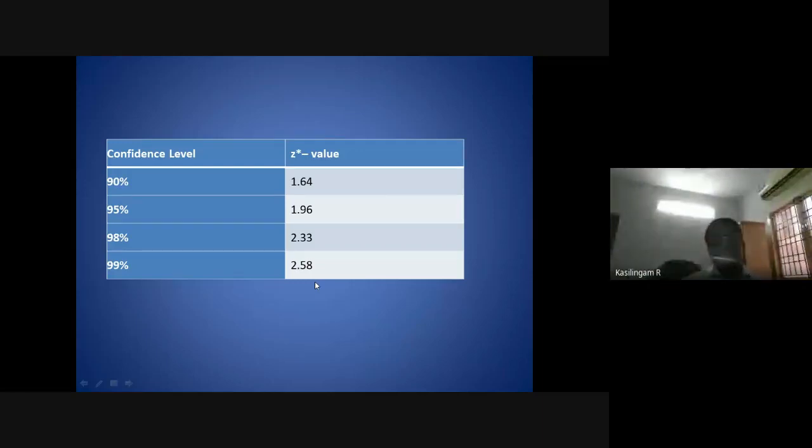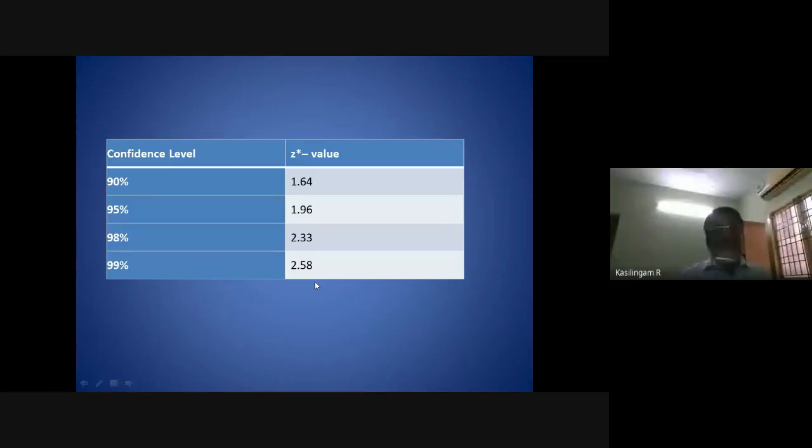Simple. Please understand. My t value increases: 1.64, 1.96, 2.33, 2.58. It is increasing. My significance level, 0.1, 0.05, 0.02, 0.01, is decreasing. So when my t estimate increases, the significance value will come down. Yesterday also in chi-square, when my chi-square value increases, the significance value will decrease.